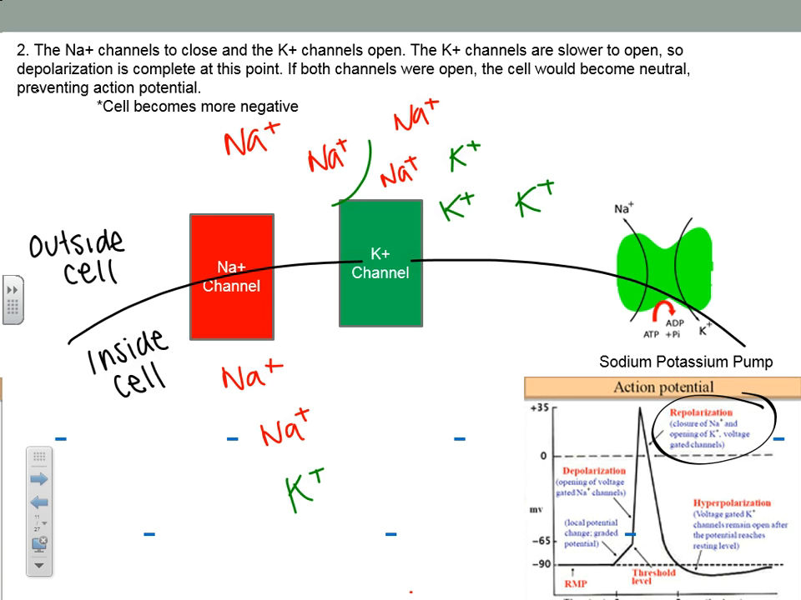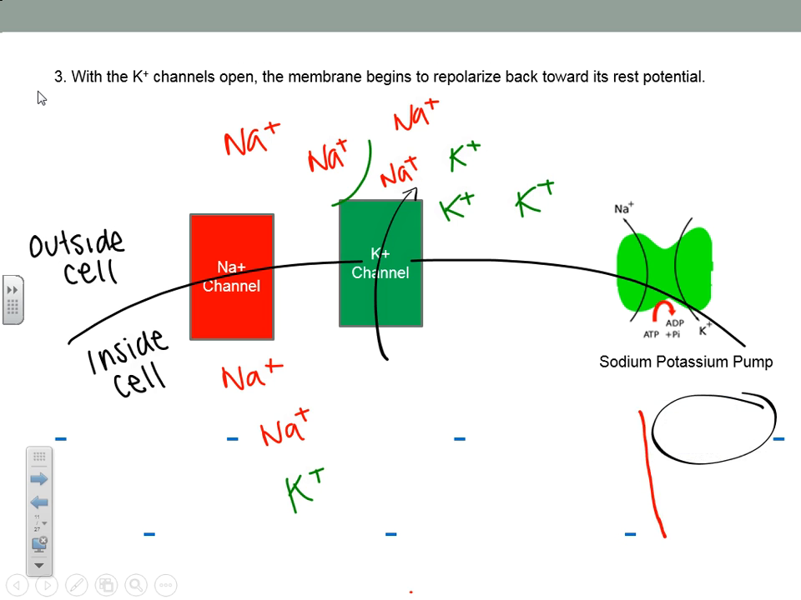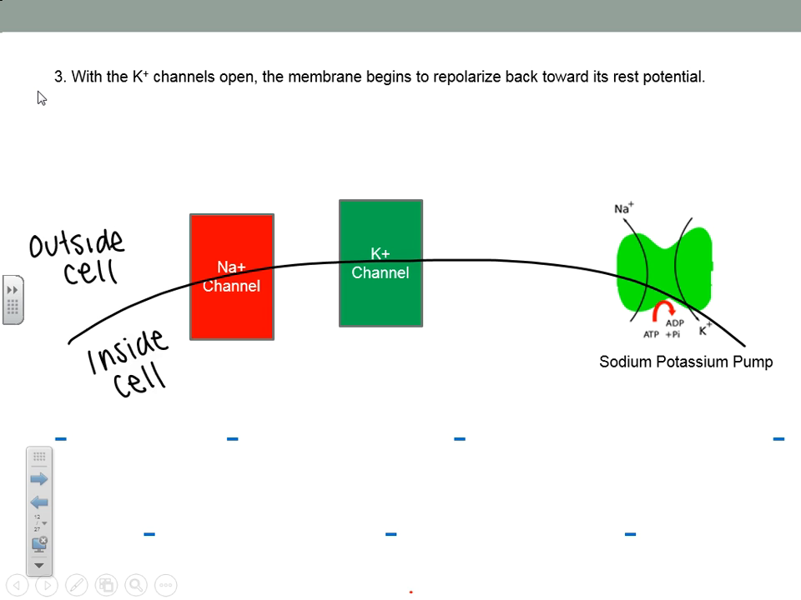Okay, so since the potassium ions are moving out of the cell, they moved out this way, now the cell is going to become more negative. So that would be this portion of the graph. Okay, so with the potassium channels open, the membrane begins to repolarize back to its resting potential. So because we have more of the potassium moving out of here, that's going to be canceling out some of those sodium.